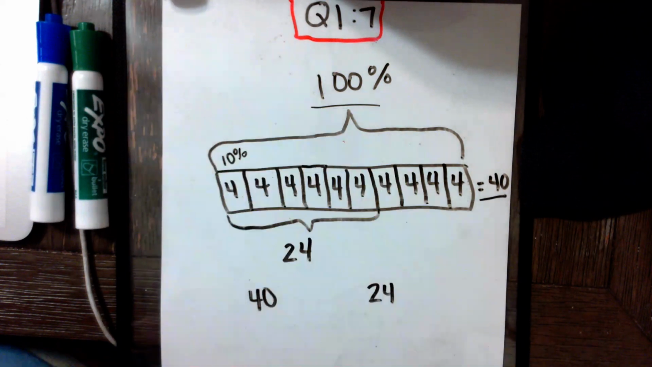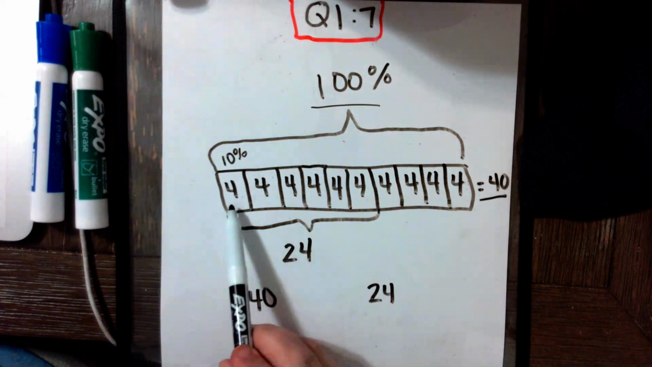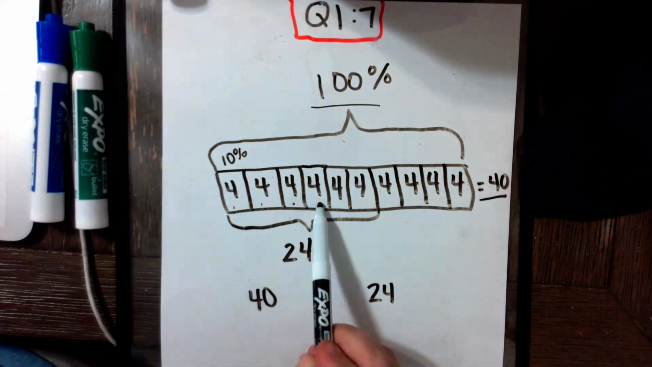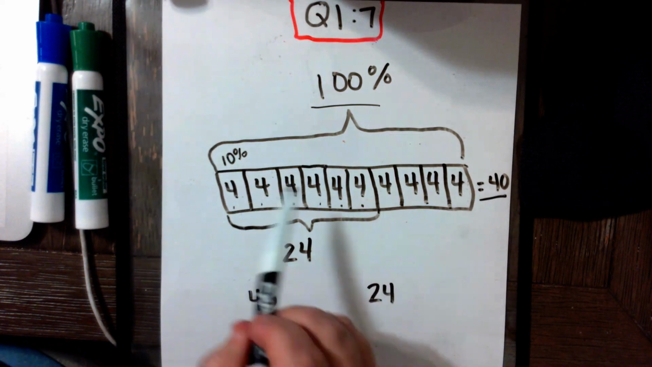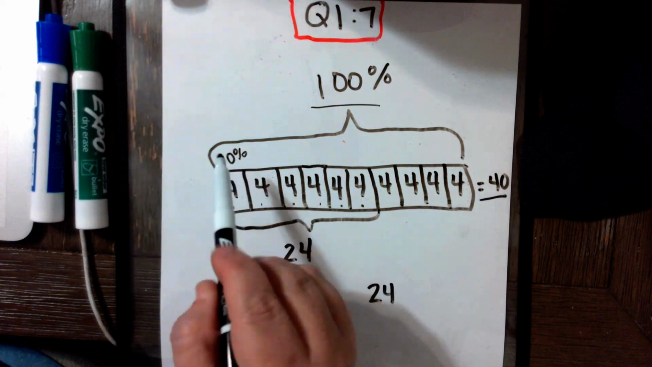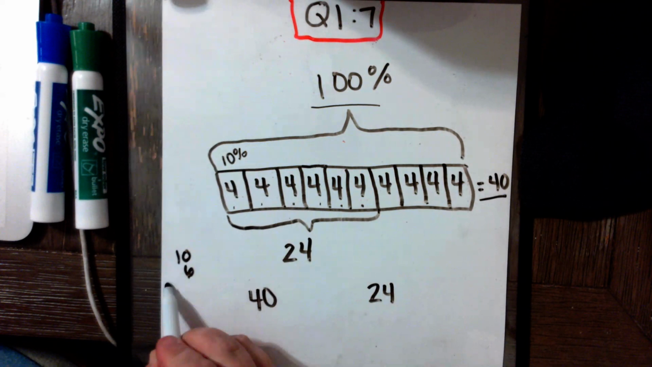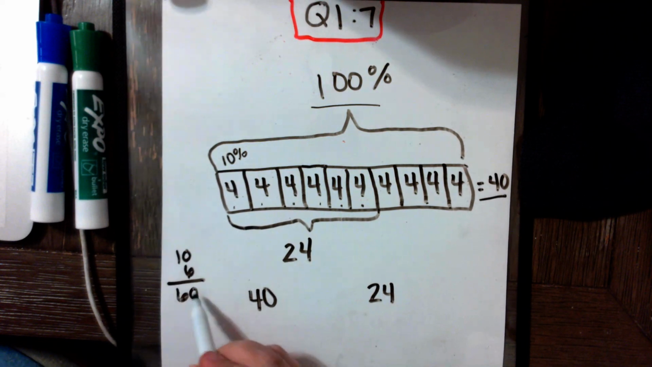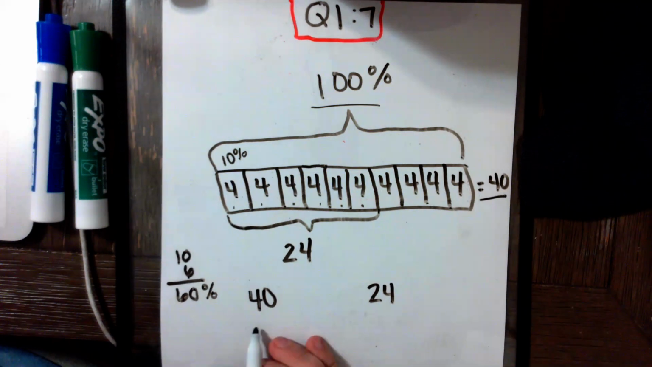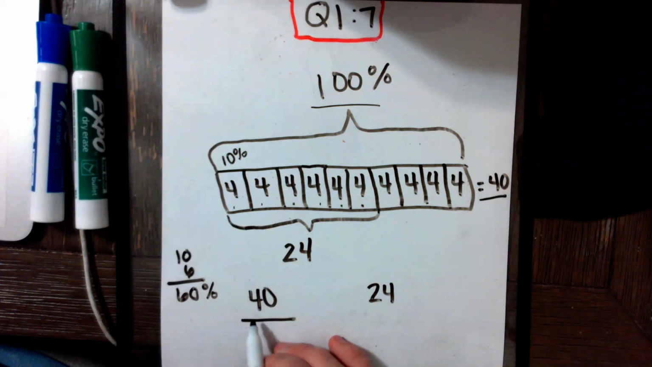So I could do a couple things. I could either count 1, 2, 3, 4, 5, 6, knowing that each of those is 10%. 10% times 6 would give me 60%, right? That's one way I could solve it. The other way I could take a look at it is, okay, well 40 is 100% of this drawing.